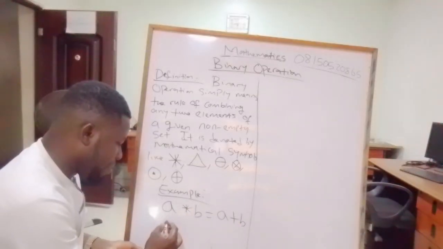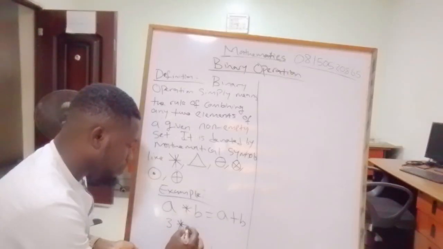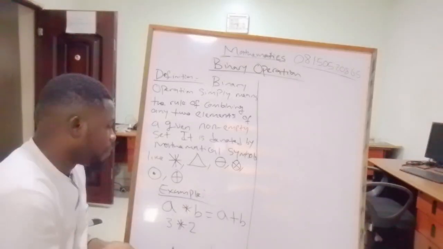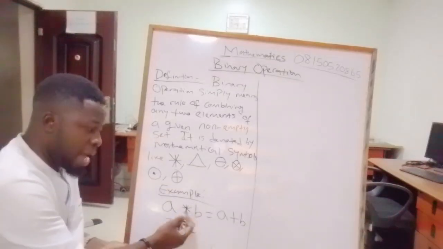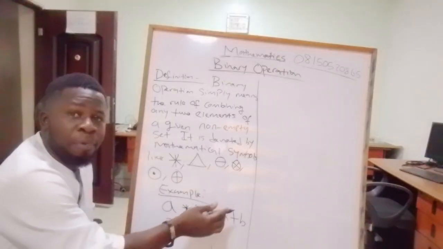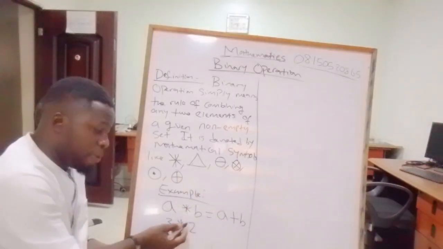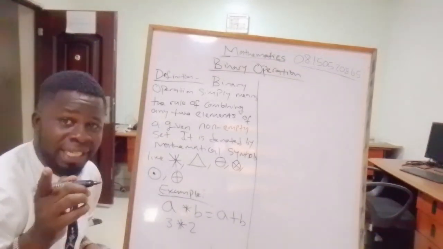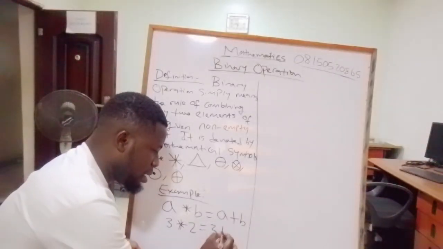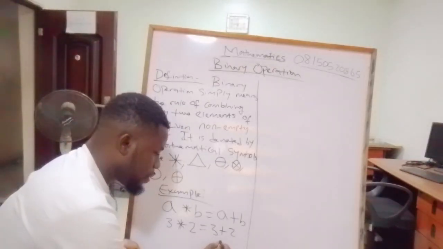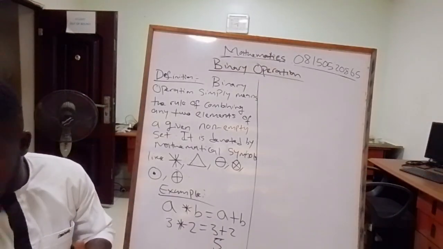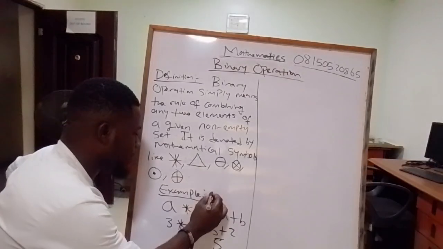Let's say I'm given 3 operation 2, and they ask me to find the solution. How will you find your solution from this? They will have given you this operation, and you should follow this operation. Anytime you see a operation b, the answer is always a plus b. So with 3 operation 2, a is 3 and b is 2. That will now be 3 plus 2, which will give us 5. That will be the final result. Let me call this one example 1.